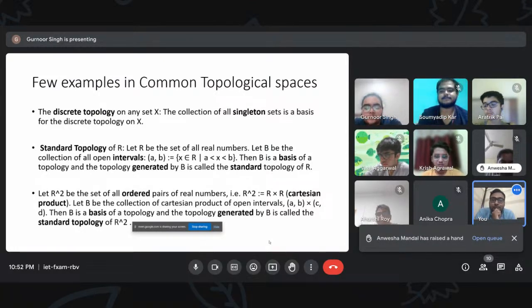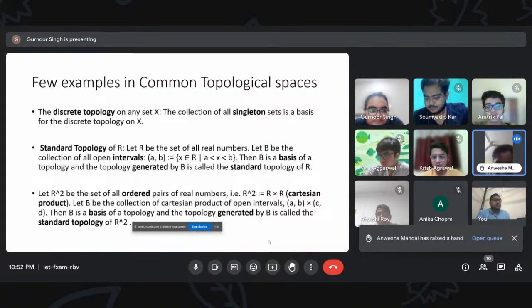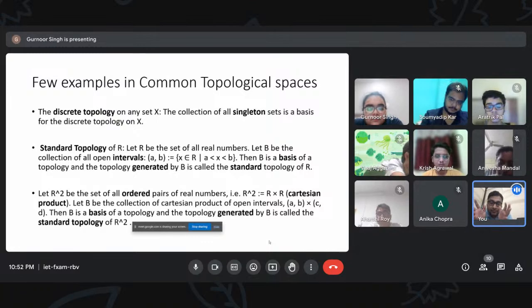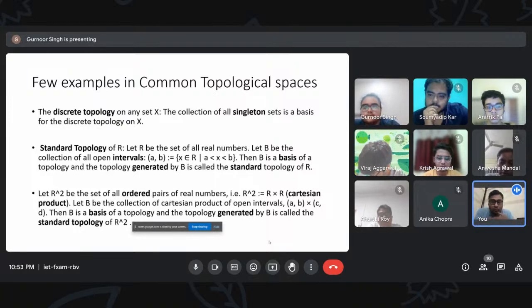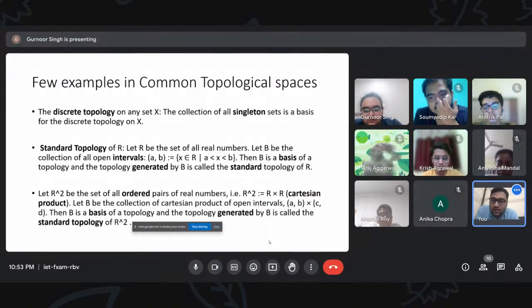Yes, go ahead. Can you please repeat the question once again? My question is that if you have a basis, a basis is a collection of subsets of the set X, right? So how can you use that collection of subsets to produce the corresponding topology, which is also a collection of subsets, maybe a larger collection of subsets? Okay, so how can you use the basis to generate the topology? That's my question.